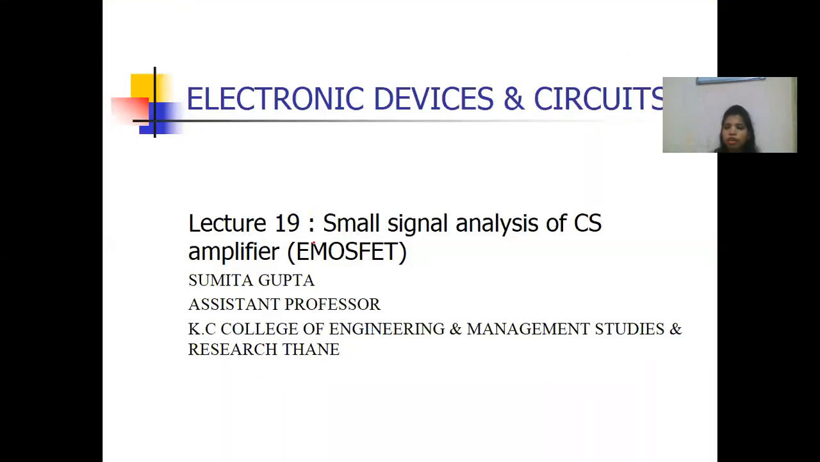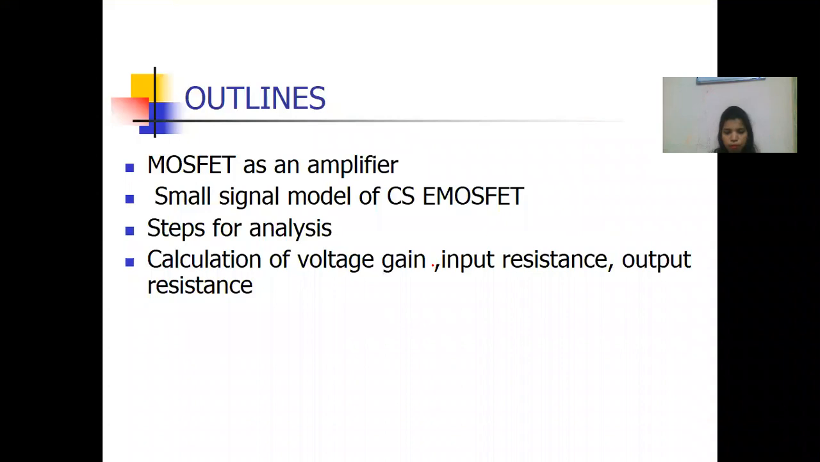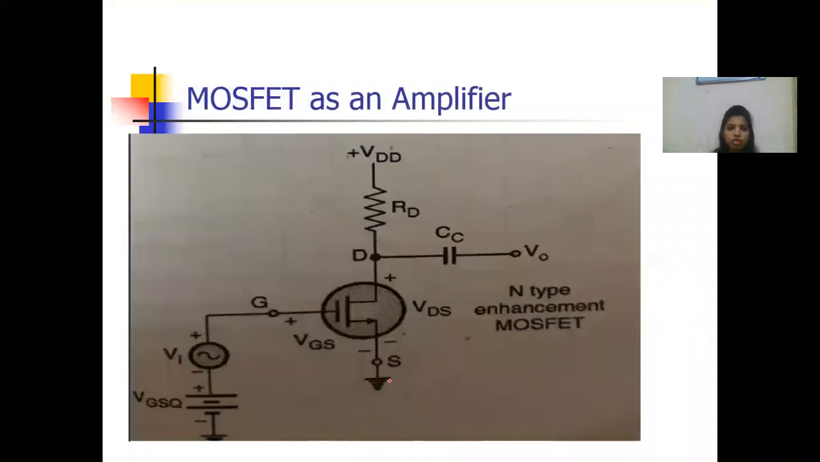Welcome, all, to my 19th lecture of Electronic Devices and Circuits, that is, small signal analysis of the common source amplifier, that is, the MOSFET amplifier. So first of all, MOSFET as an amplifier. Remember, this is the AC signal, this is your DC signal. This is your gate input terminal, the source is grounded, that's why it's called a common source amplifier. This is your drain terminal, and the coupling capacitors.